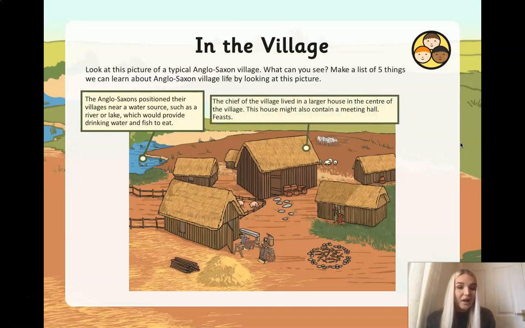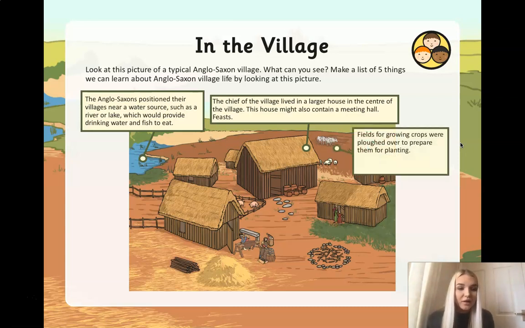They also had a large house in the middle of the village. Now, this house was for a very important person, the chief of the village. The chief of the village is the person who's in charge. Now, they lived in this house in the middle of the village, but it also was a house that could be used if the Anglo-Saxons were having a feast or a celebration, or also if they had to have a meeting about something. If they were going to go out to fight, they had to have a big meeting. They would go in the larger house, the chief's house.